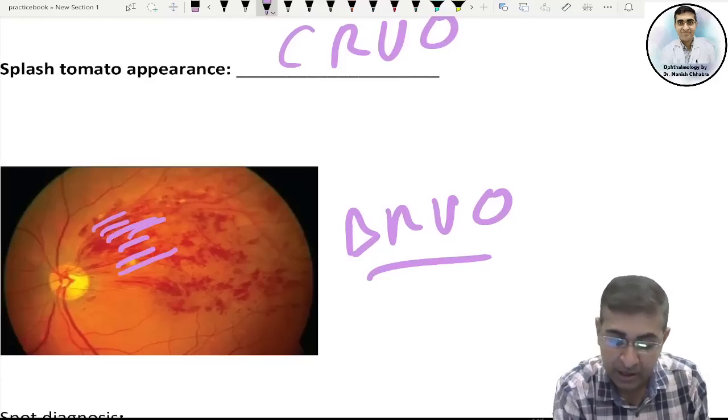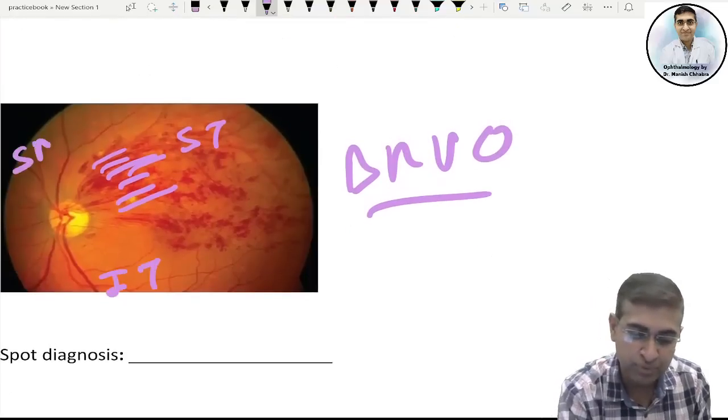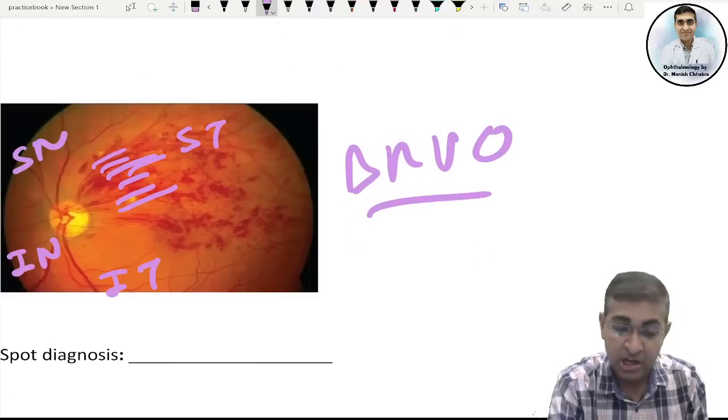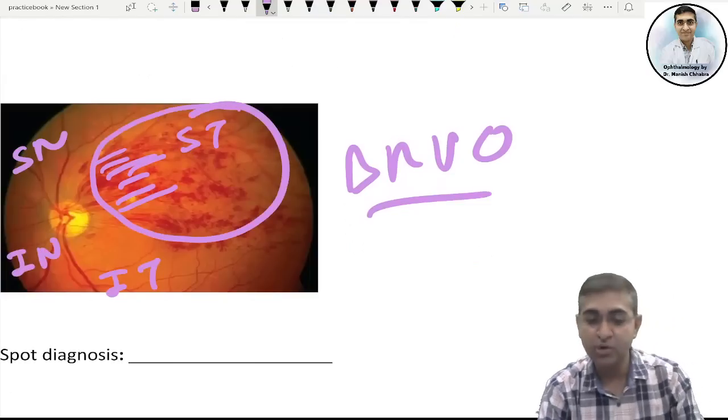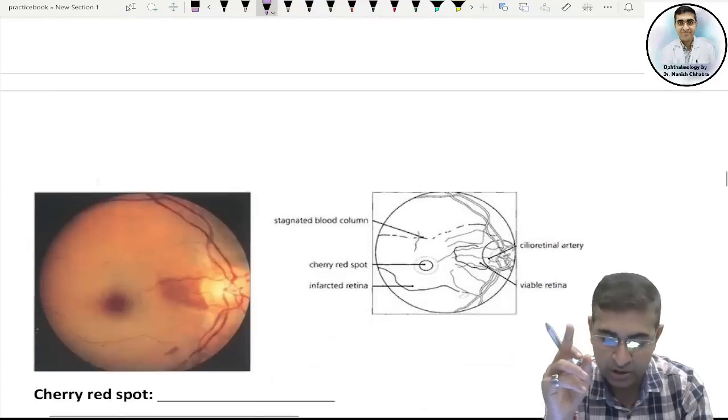Probably here only the superotemporal branch is blocked. This is inferotemporal branch, this is superonasal branch, this is inferonasal branch. So there is blockage of the superotemporal branch, which is telling you that it is a case of branch retinal vein occlusion. That is our spot diagnosis.